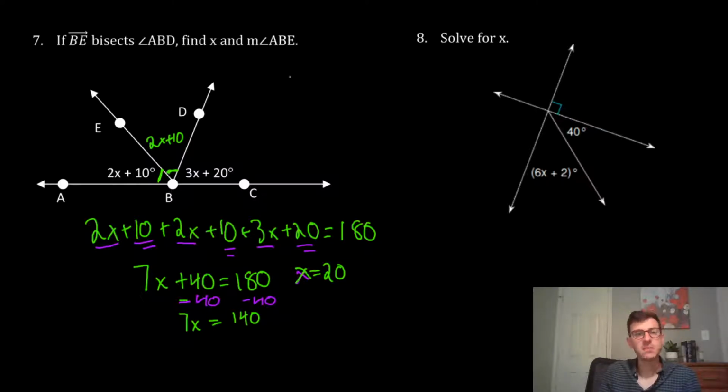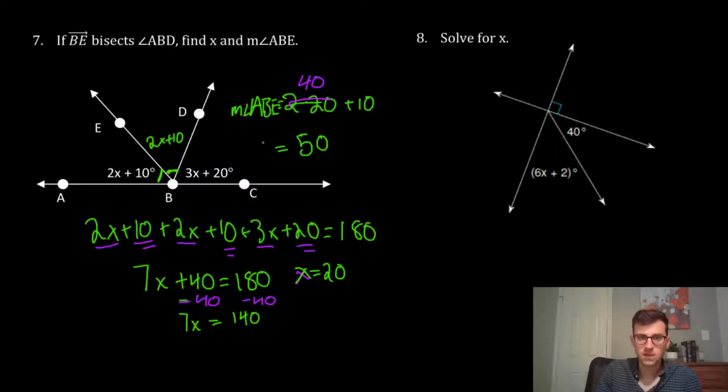But we want ABE. A, B, E. The measure of angle ABE is 2 times x, which is 20, plus 10, which is 40 plus 10, or 50 degrees.